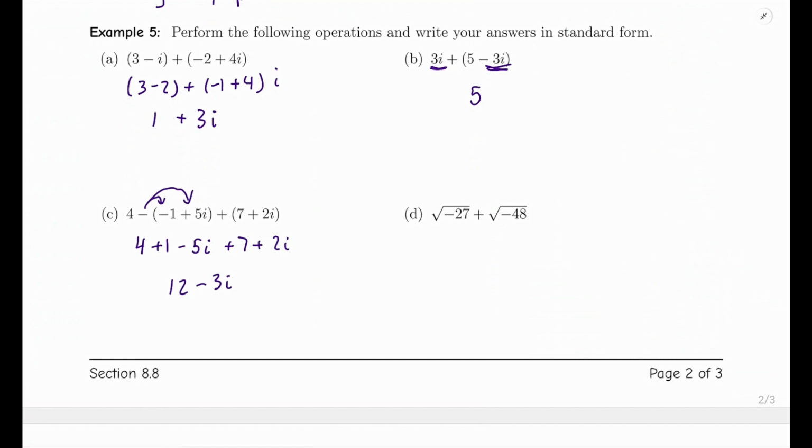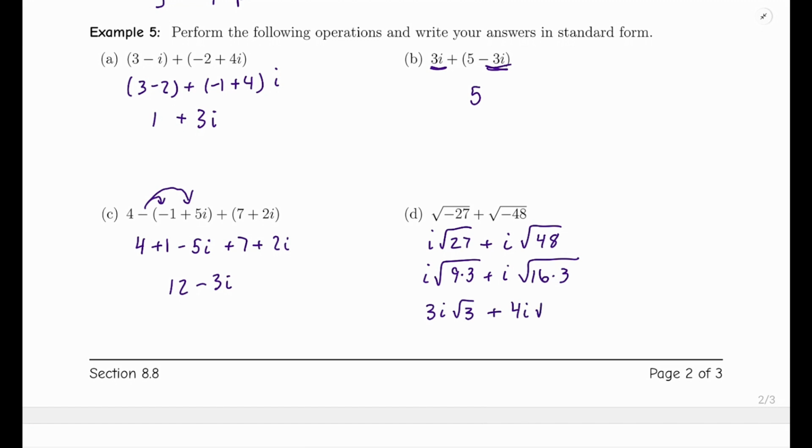Part D, square root of -27 plus the square root of -48. Well, that's i square root of 27 plus i square root of 48. Instead of doing factor trees, I'm just going to use the largest perfect square in each number. So that's 9 times 3 for 27 and 16 times 3 for 48. So this becomes 3i square root of 3 plus 4i square root of 3, which when you combine like terms is 7i square root of 3.